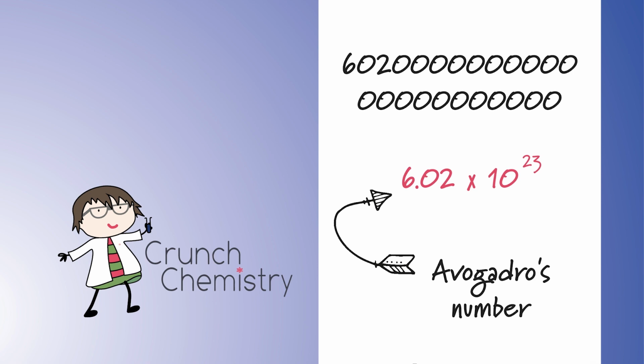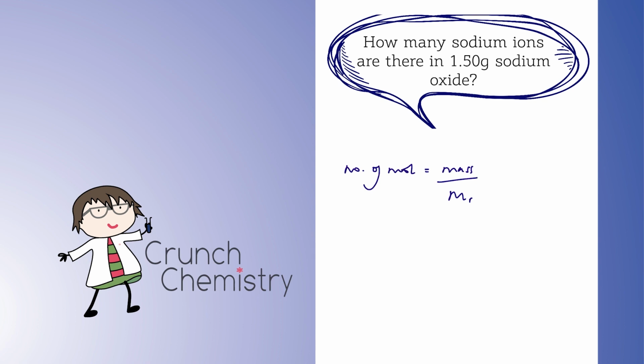The clever thing is that 1 mole of any substance weighs its atomic mass or molar mass in grams. So if we know how many moles of a substance we have, we can easily figure out how many particles we have. Let's look at an exam question. How many sodium ions are there in 1.50 grams of sodium oxide?